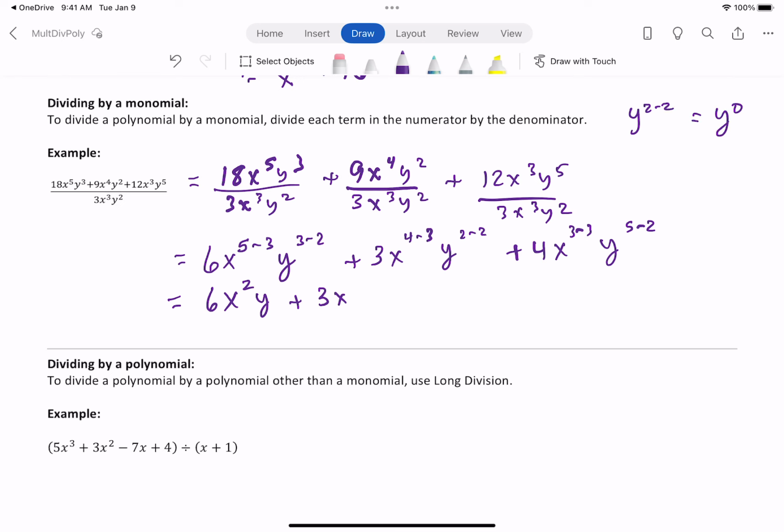That gives me y to the 0. And I didn't go over this one in the review, but recall that anything raised to the 0 power is always a 1. So that y to the 2 minus 2 is just 1. So that term is just going to be 3x, because times 1 wouldn't change it. Then we have plus 4x to the 3 minus 3, that's going to be 0. So that means that we don't need the x, because that's just a 1. And then y to the 5 minus 2 is 3. And that is the final answer.